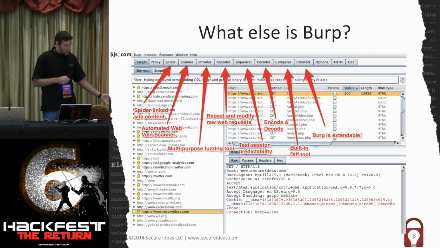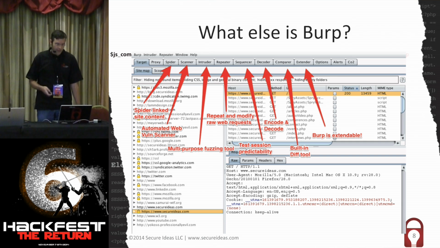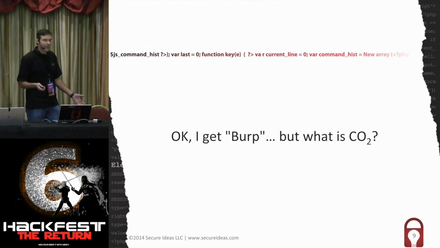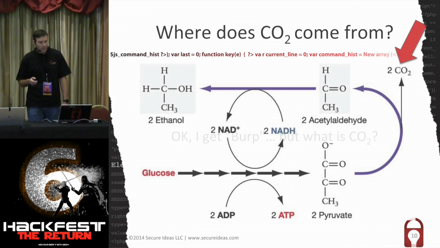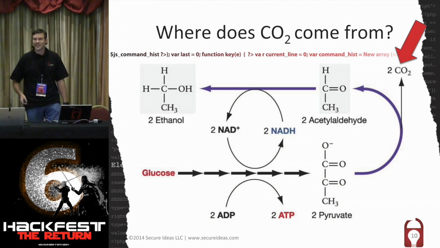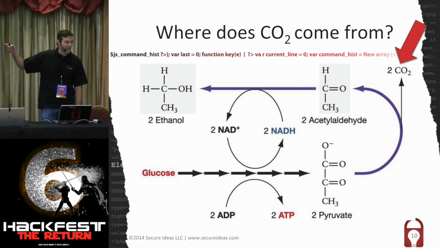So Burp basically, like I said, is an intercepting proxy, and it does a bunch of other things. So everybody kind of gets Burp. You're probably wondering where the name CO2 came from. So CO2, I told you homebrewing was going to come into this.